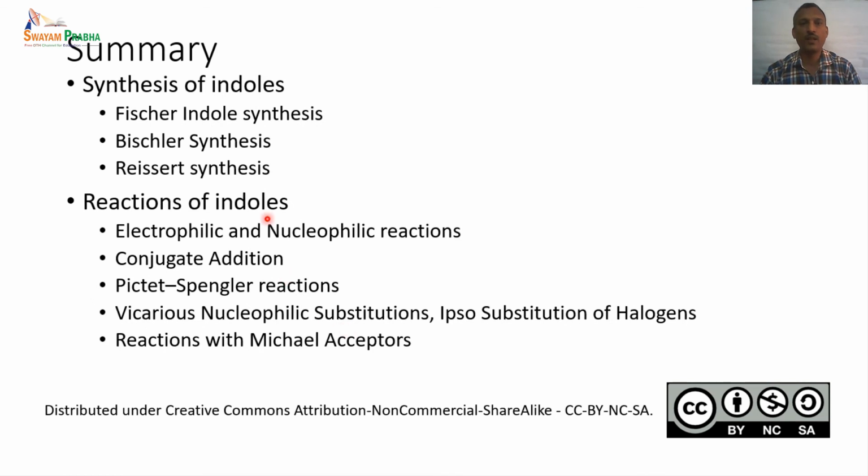In summary, let us recap what we have studied so far. We have studied the various synthetic methods of indole. We studied the Fischer indole synthesis, Bartoli synthesis, and Reissert synthesis, and we also looked at the mechanism of the Reissert synthesis. We have then studied various reactions of indoles, basically electrophilic and nucleophilic reactions, conjugate addition reactions, the Pictet-Spengler reaction, vicarious nucleophilic substitution, ipso substitutions of halogens, and reactions with Michael acceptors. With that, we conclude this session on indoles. Thank you.